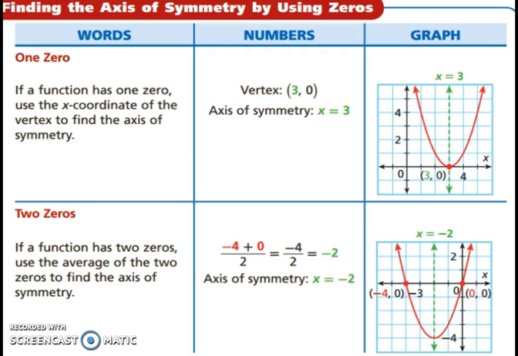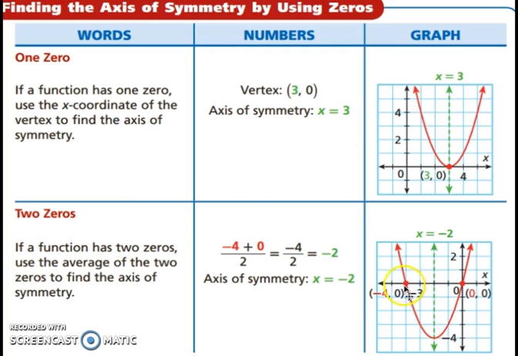Alright, so you can do it when there's 1 zero or 2 zeros. So, if a function has 1 zero, use the x-coordinate of the vertex to find the axis of symmetry. So basically your axis of symmetry cuts your parabola in half. So you need your vertex to help you with this. So once you have your vertex, that minimum or maximum value there, that's going to help you split your graph in half. In this case, your vertex is at (3, 0). So therefore, your axis of symmetry is going to be at 3. It's the x value of your vertex.